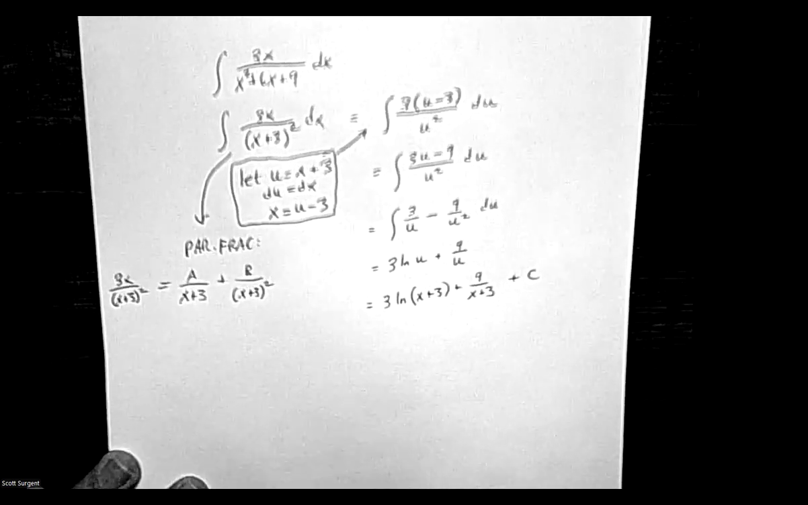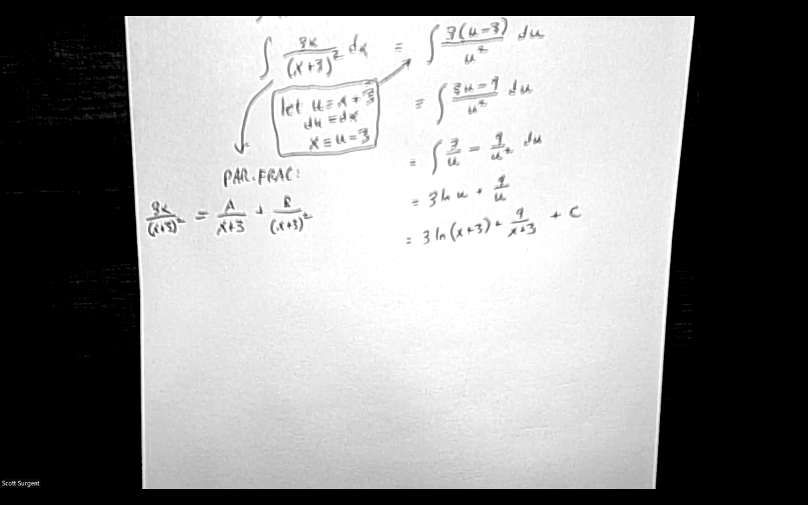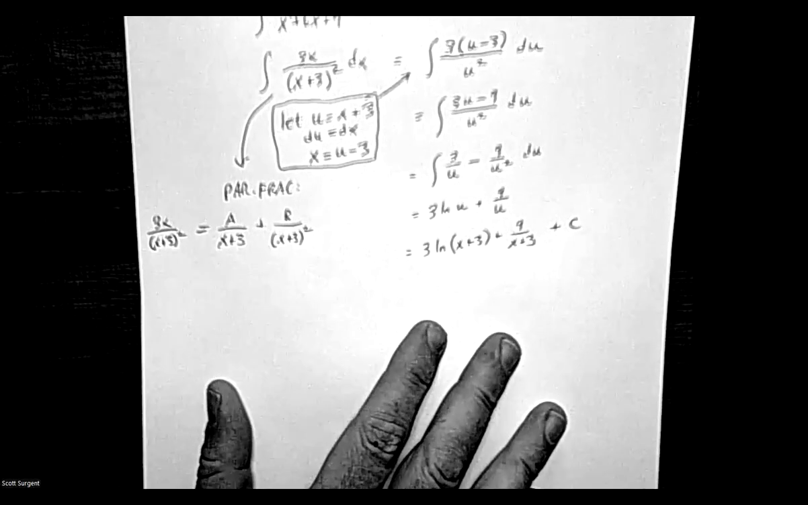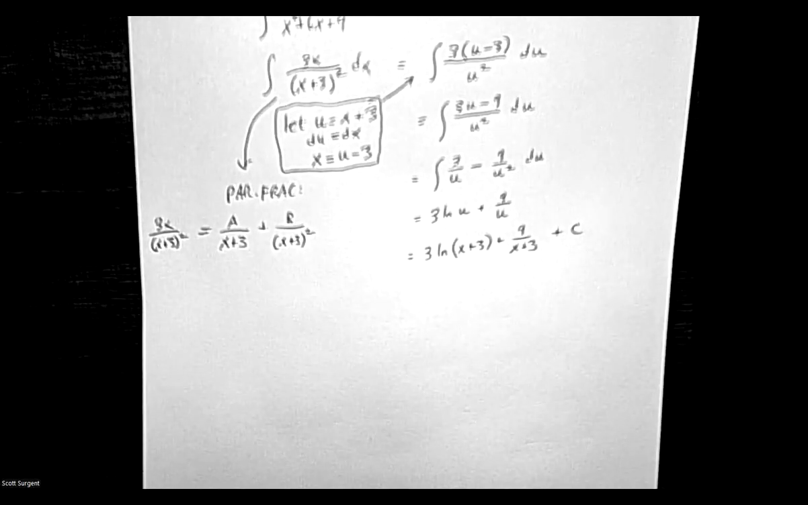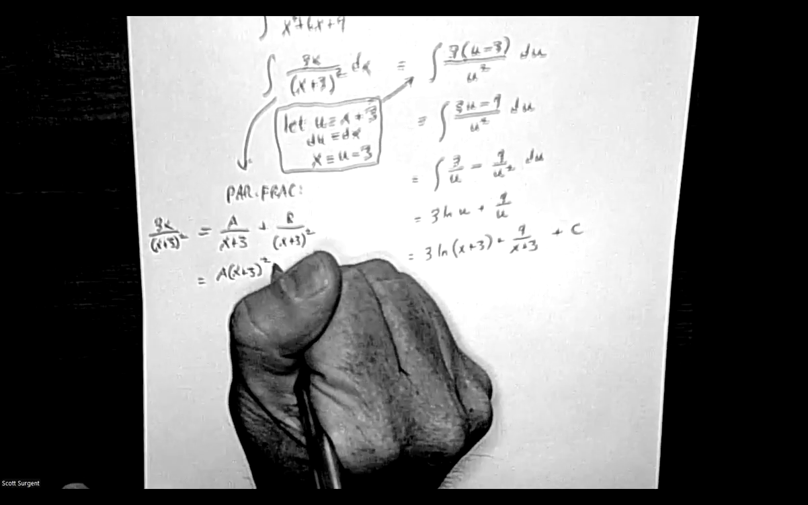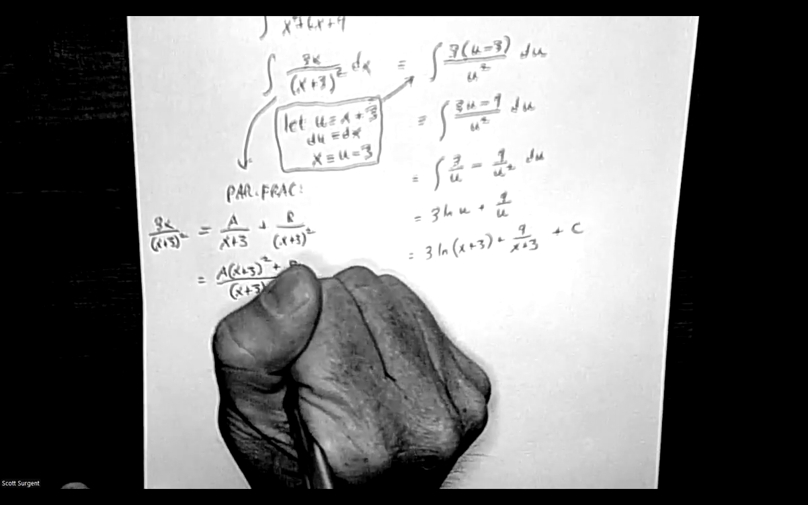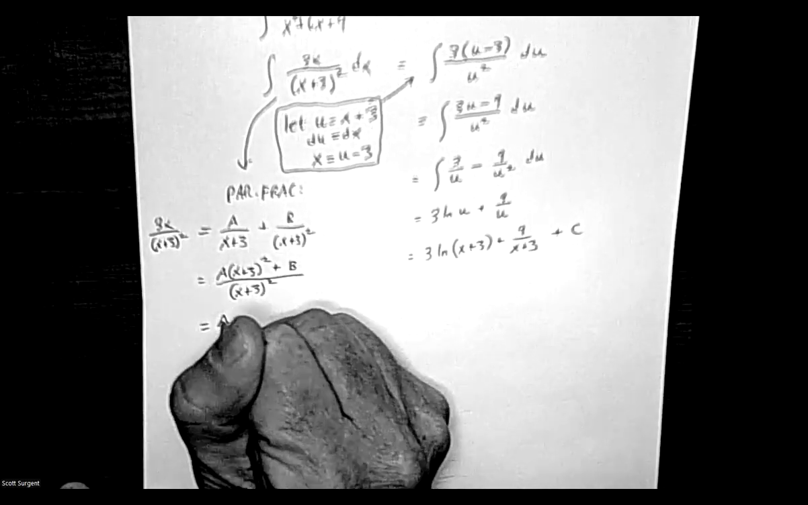Here's the partial fraction. Oh, I didn't square the second one. That's what I did wrong. Yeah, you've got to do that. So it's a plus b over x plus 3 and x plus 3 squared. That would have fixed everything. Actually, this works out pretty fast.